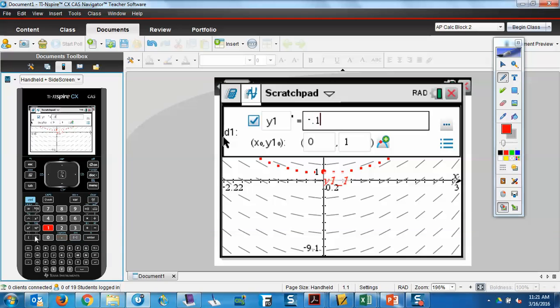Negative 0.1, parenthesis, Y1 minus 70. No, Y1. It's so easy to forget that. Y1 minus 70. You might try it without the 1 and see what kind of error you get.